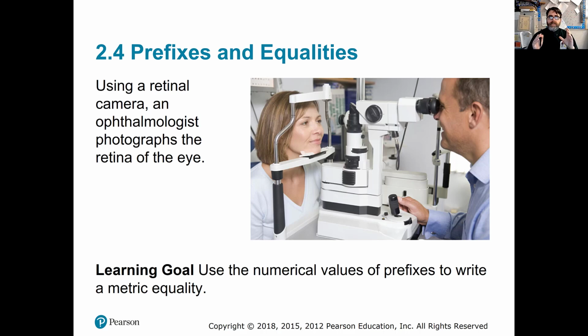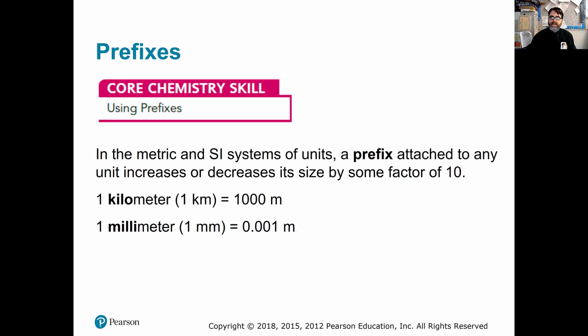So we're going to get into the different metric prefixes as well as the equalities, what those prefixes are equal to. And so we've mentioned already that there are certain standard metric and SI units. Those are what are considered the base units. And then those base units, we can add certain metric prefixes to them that increase or decrease its size. And so that's all this one says, is it increases or decreases its size, specifically by some factor of 10. That is 10 to some power.